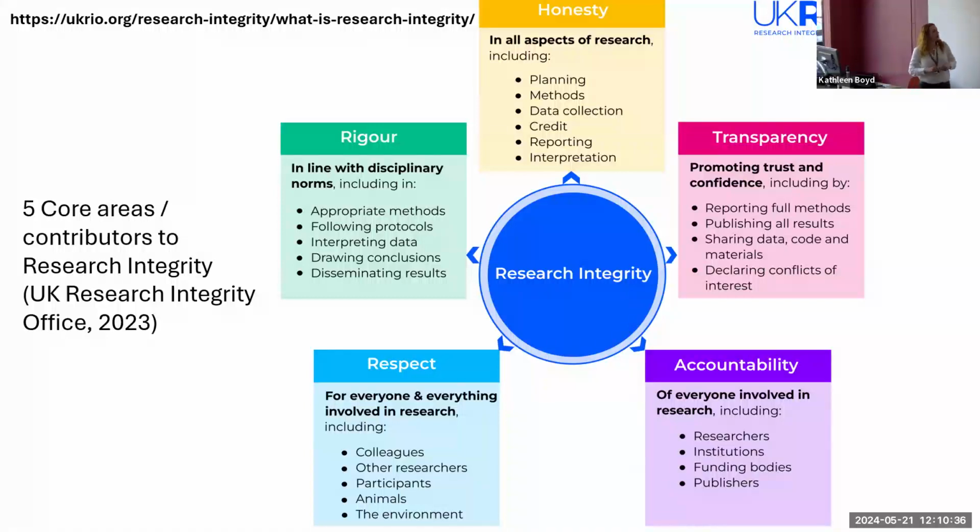Next one is transparency. So that's, again, a lot of these essentially make sense when I talk them through, when you think about them. But when you're actually undertaking research and you've got stressful deadlines and lots going on, a lot of this is easy to kind of forget. So it's about promoting trust and confidence. And again, that's in, for example, reporting the full methods that you've got and publishing all results. So not being selective in your results.